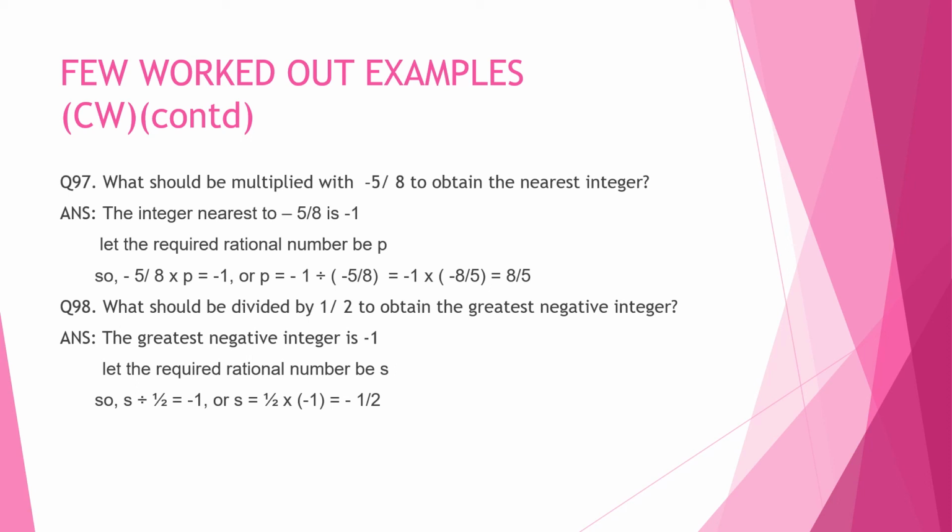Question number 98. What should be divided by half to obtain the greatest negative integer? Can you tell me, children, what is the greatest negative integer? Yes, it is minus 1. So that means what should be divided by half to get minus 1? If I assume the number as s, then s divided by half is equal to minus 1. So solving for the value of s, we get it minus half.